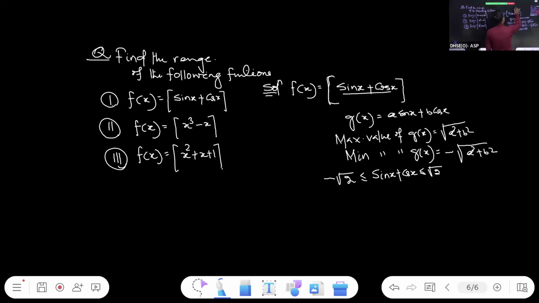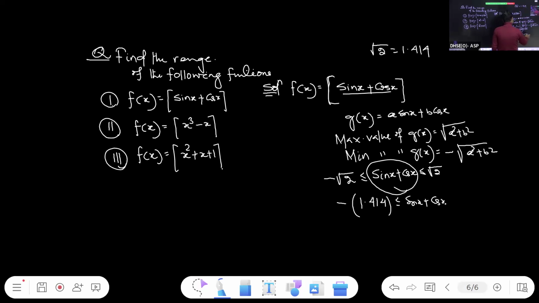You know, approximate value of root 2 is 1.414. So sin x plus cos x lies in the interval minus 1.414 less equal to sin x plus cos x less equal to 1.414. So its bracket value will lie in the interval minus 2 to 1. So range of the function is minus 2 to 1. Okay.